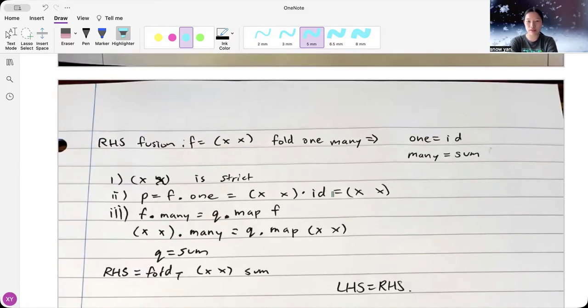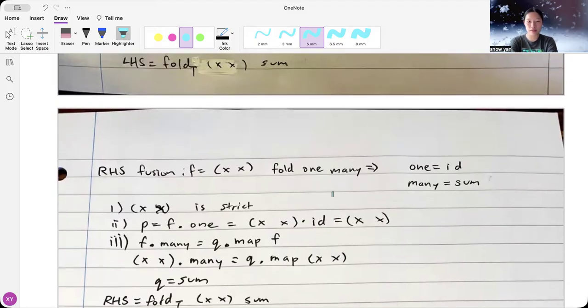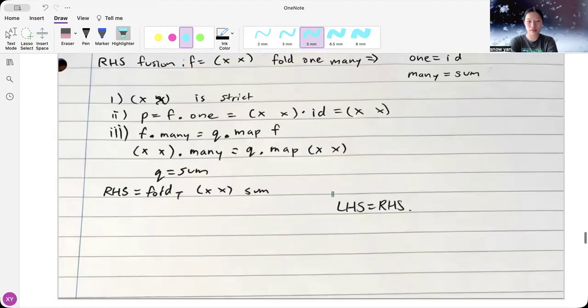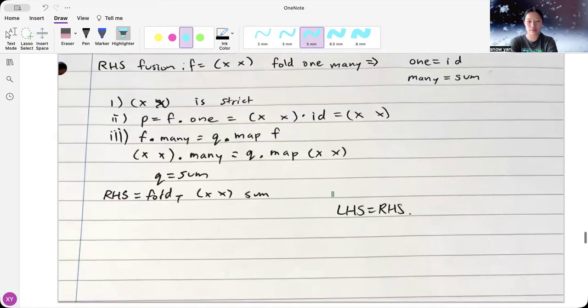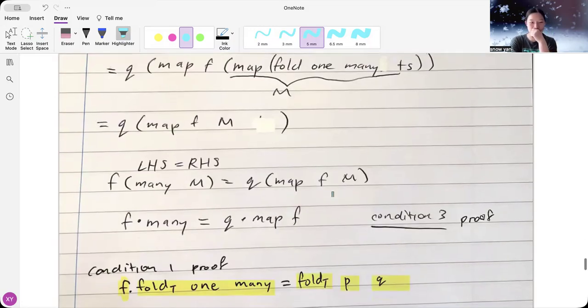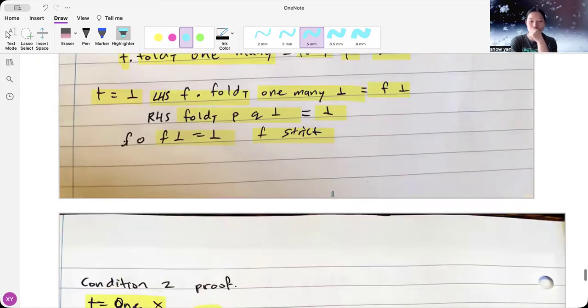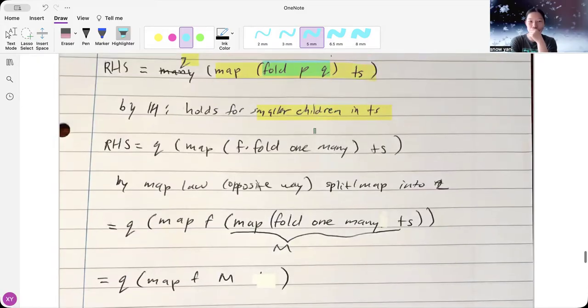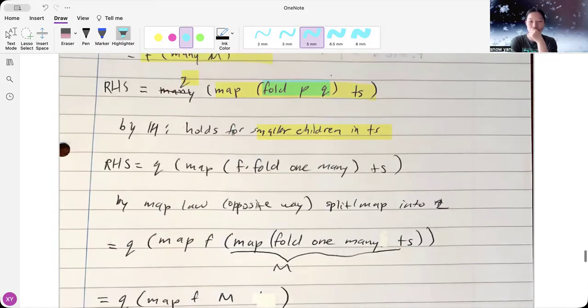Where is it? Can't seem to find it. But you get the idea. The idea is that in our law, basically fold PQ is equal to f fold of one many, right? So then this would just be the induction hypothesis because this is applied to a subtree, right? So hence we would get this over here instead.